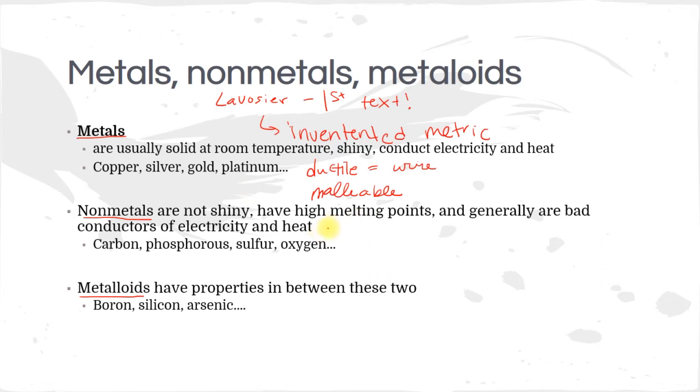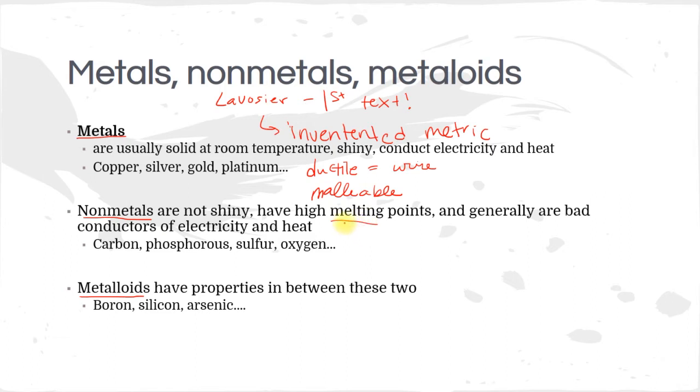So they're not malleable at all. They're very fragile. They do have really high melting points, which means I have to put a lot of energy in to melt them. So things like sulfur, that's a non-metal, and in order to melt it, you have to heat it up really hot.